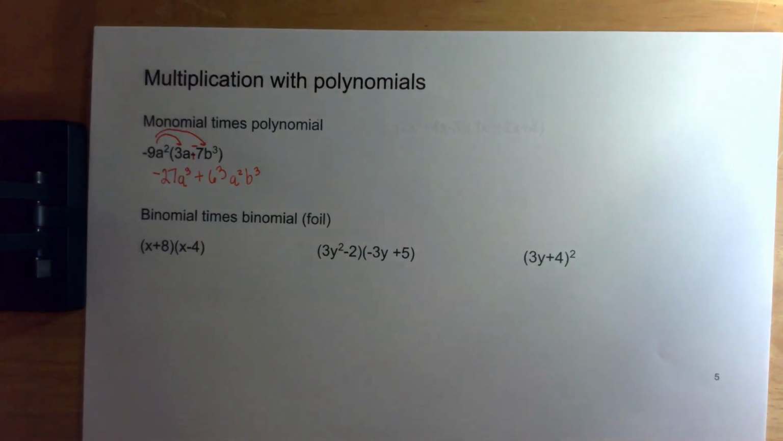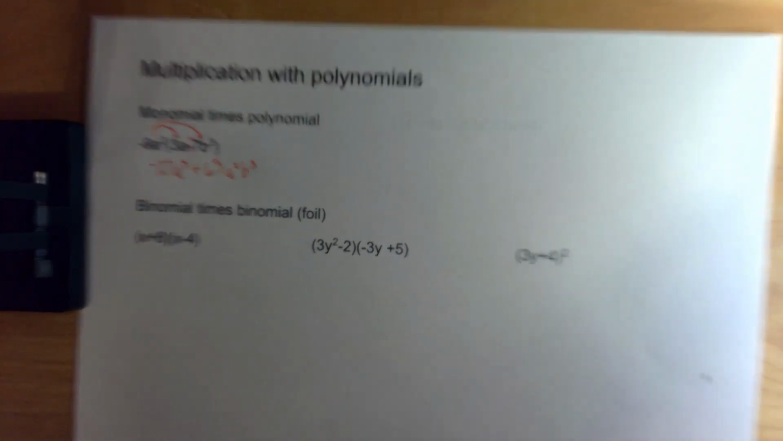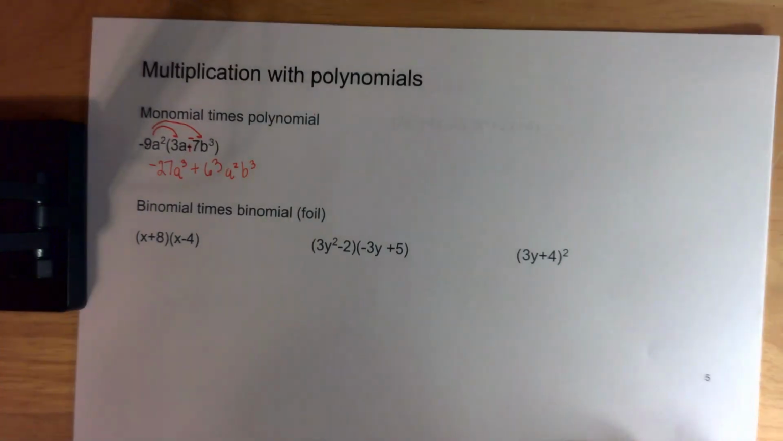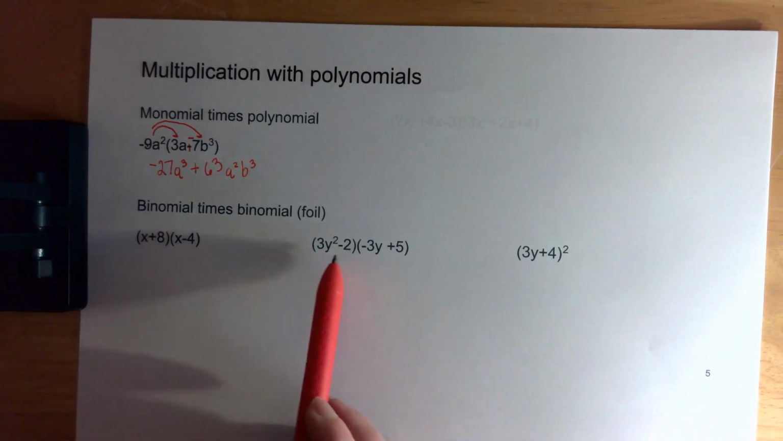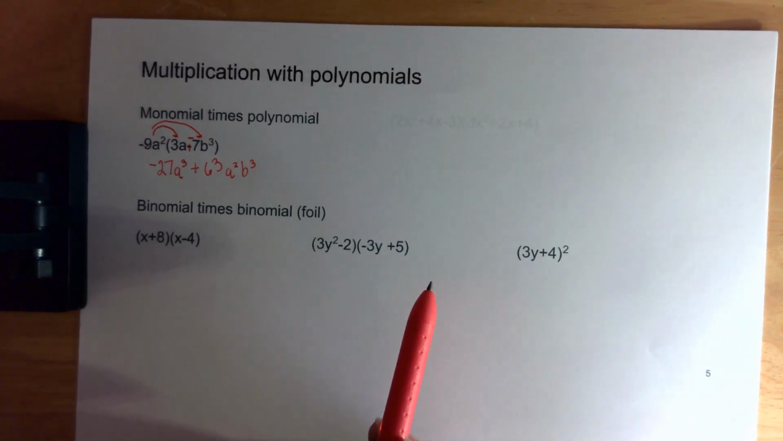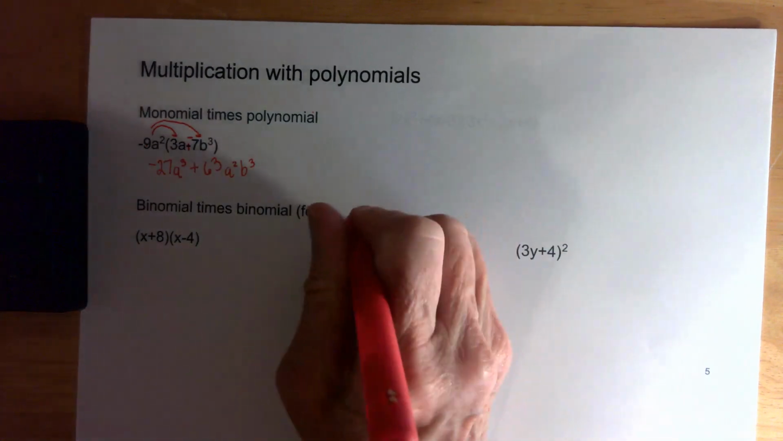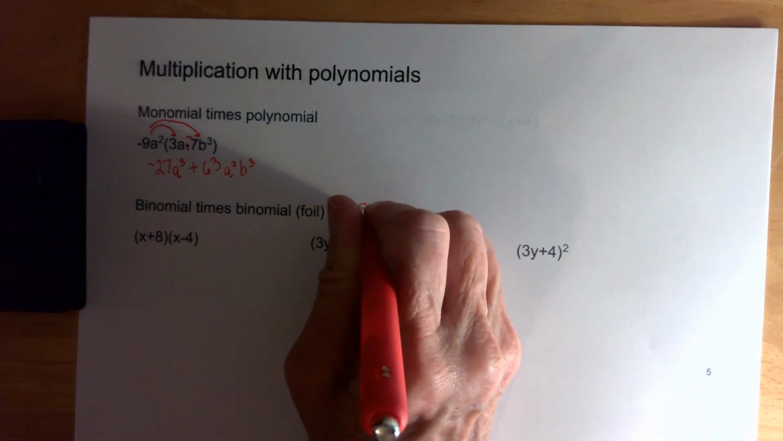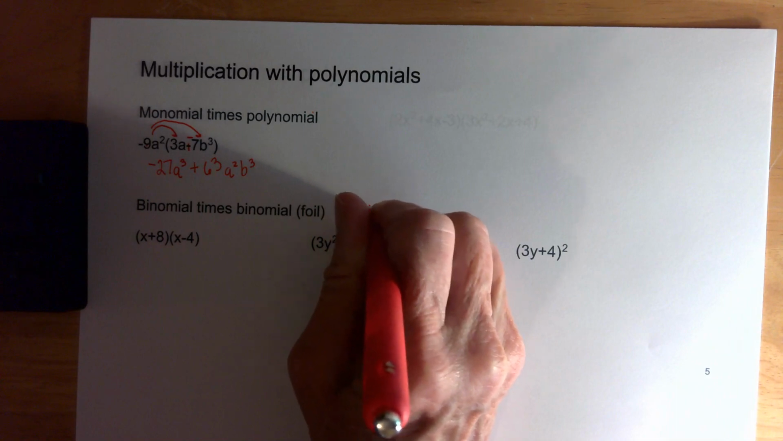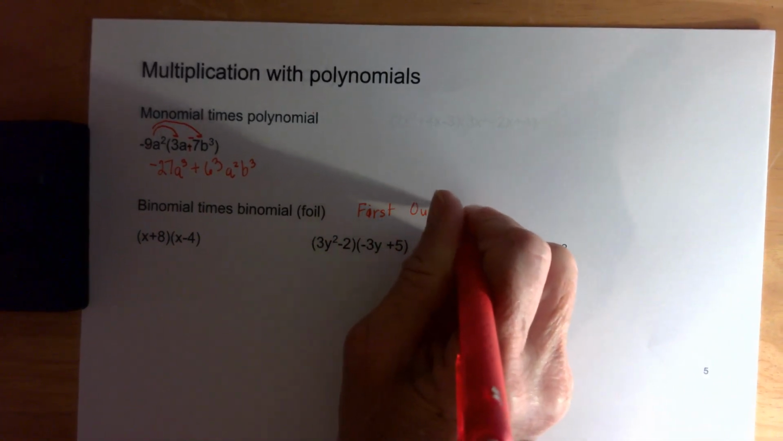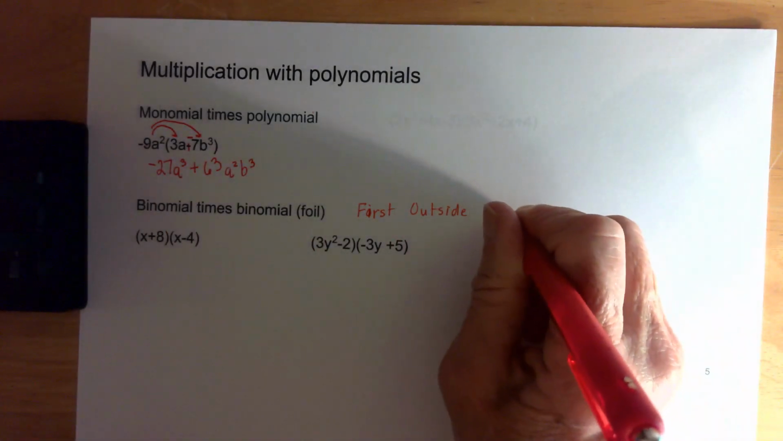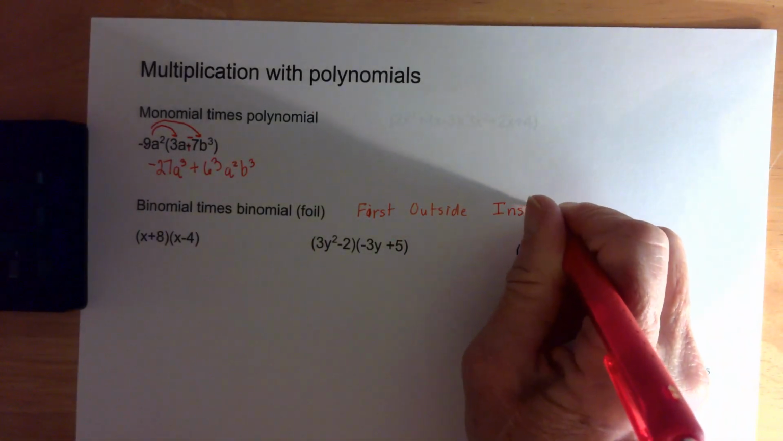I'm going to angle this differently. I'm having a hard time writing on it. I hope you can still see it when I do that. These are binomials times binomials, which is FOIL. So remember, FOIL is first, outside, inside, last.